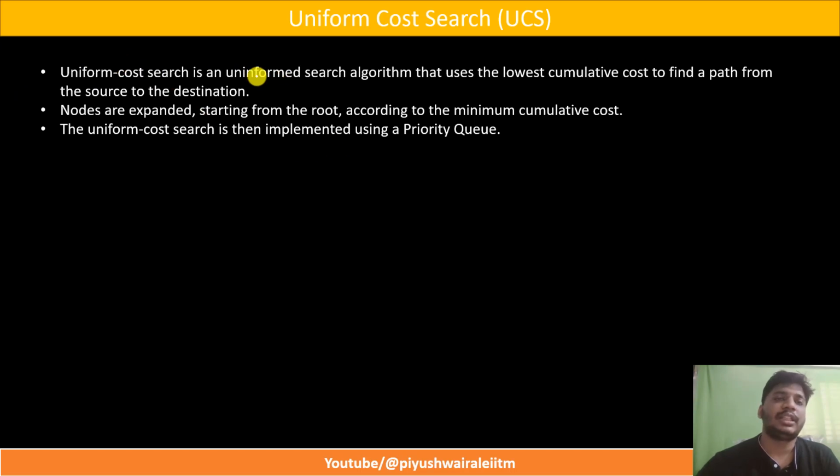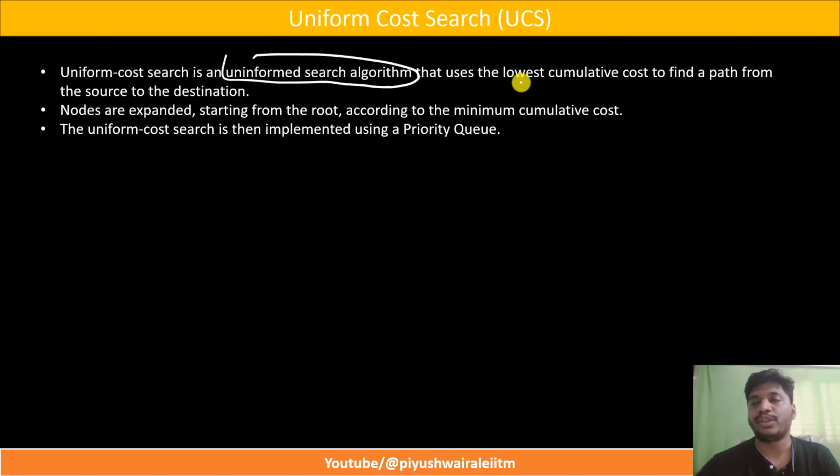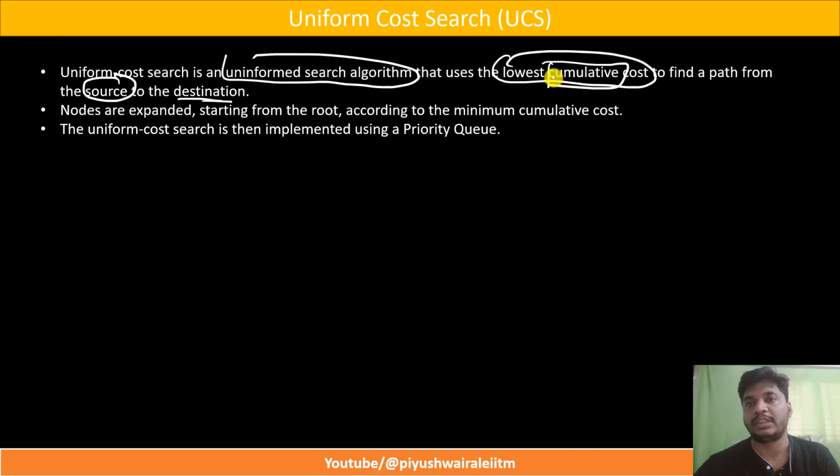So, uniform cost search is an uninformed search algorithm that uses the lowest cumulative cost to find a path from the source to the destination. One important point to note here: it is the lowest cumulative cost, not just the lowest cost. It's the lowest cumulative cost to find a path from the source to a destination. Okay. Nodes are expanded starting from the root according to the minimum cumulative cost.